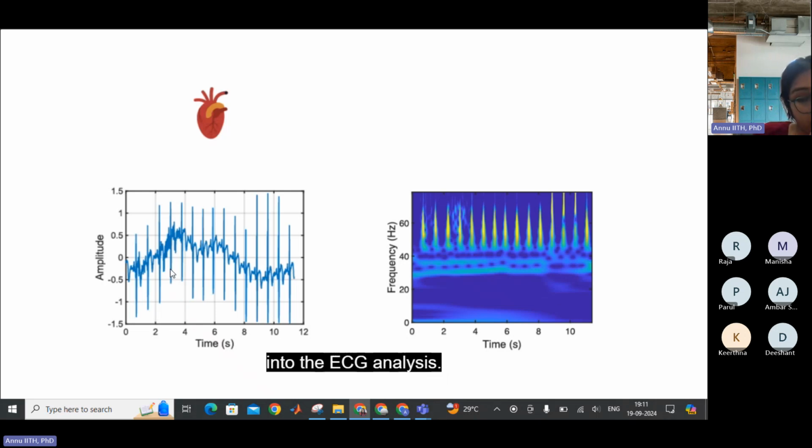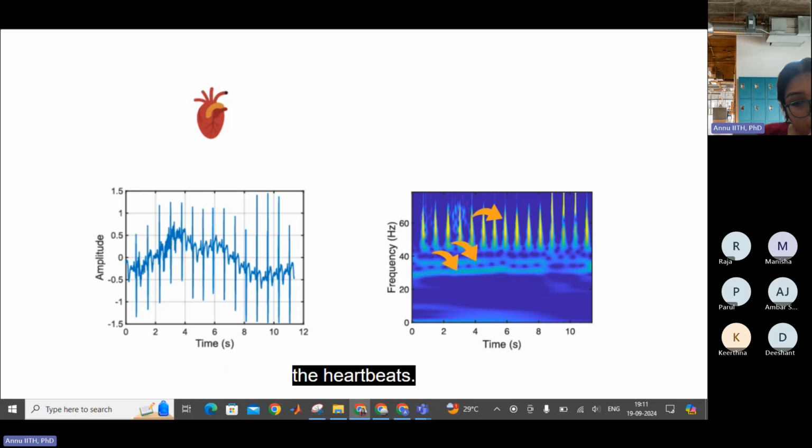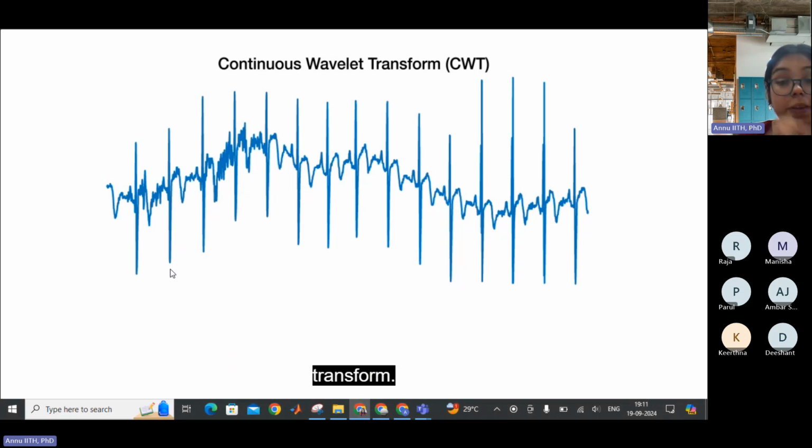In the ECG analysis, you can notice the steady state oscillations near 30 Hz and 37 Hz, and the transient events denoting the heartbeats. The scaleogram is calculated using the continuous wavelet transform. So the spectrogram was calculated using short time Fourier transform, whereas the scaleogram is calculated using continuous wavelet transform.